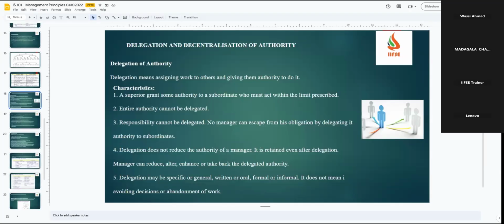What does it mean? Basically, delegation is nothing but wherever you have an authority, you can delegate it to your subordinates only. You can't delegate your authority to your superiors because your superior has more authority than you. You can delegate your authority to your subordinates only.